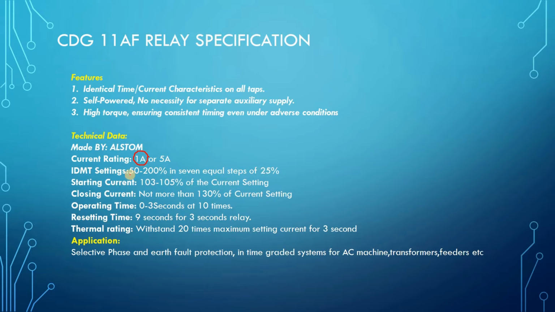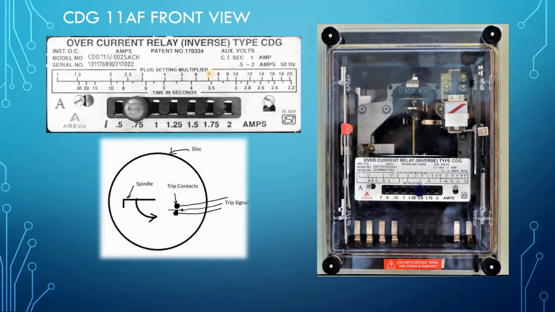Next, IDMT settings 50 to 200% in 7 equal steps of 25%. So that means 50 to 200% in 7 equal steps. So 50 to 200% of what? 50 to 200% of the current rating. Understood? 50 to 200% of the current rating. So you can see here 0.5 to 2, that is 50 to 200% of the current rating.